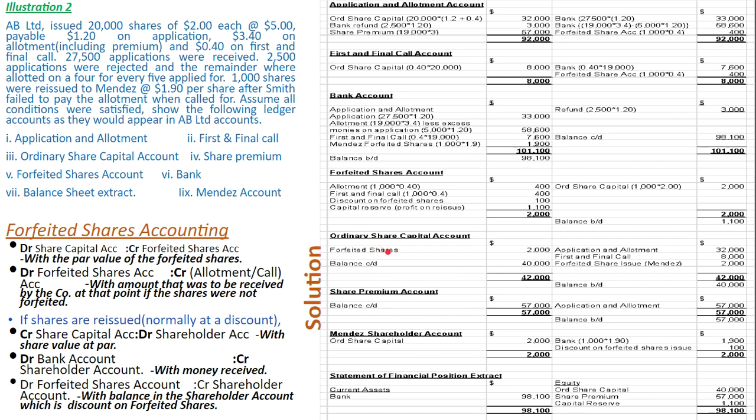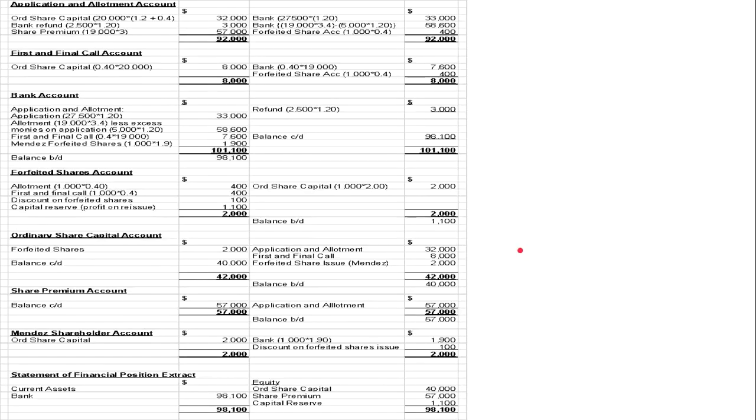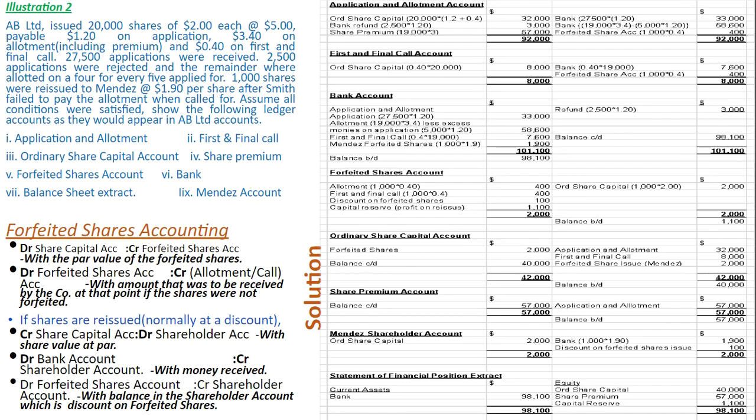So we go to our ordinary share capital account, we debit it with $2,000 being forfeited shares, 1,000 shares multiplied by 2. Remember, our shares are always recorded at par, so $2 is our par value to give us $2,000. Double entry, we go to our forfeited shares account, we credit the account with narration ordinary share capital $2,000.